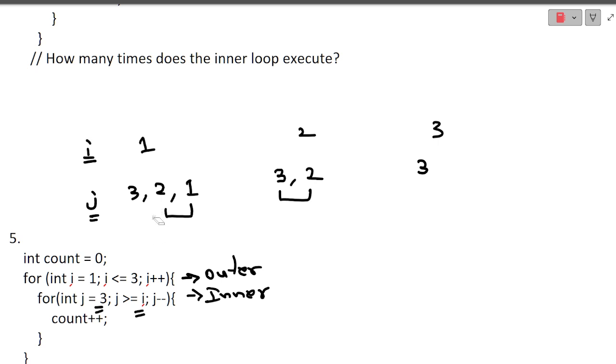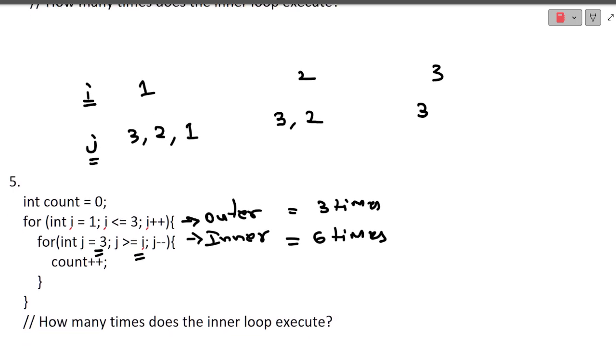So see, how many times is my inner loop working right now? This is 3 plus 2 plus 1. So 3, 4, 5, 6. So here my inner loop is executing 6 times. But what about my outer loop? 3 times. Yes or no?